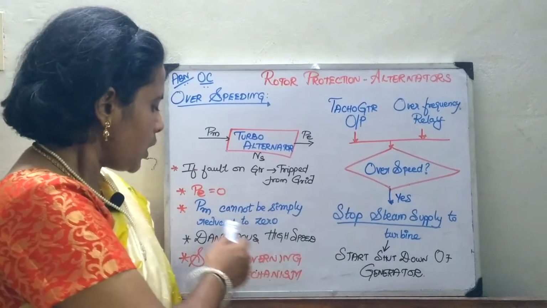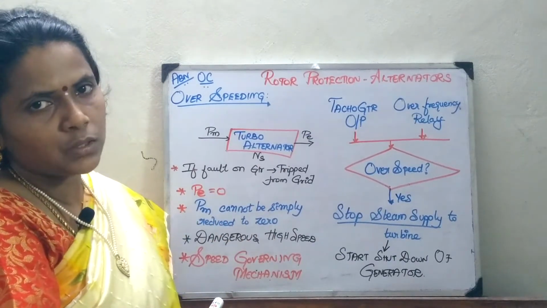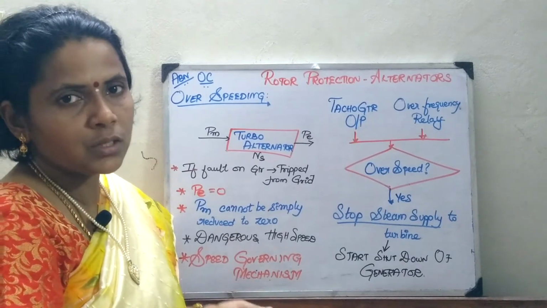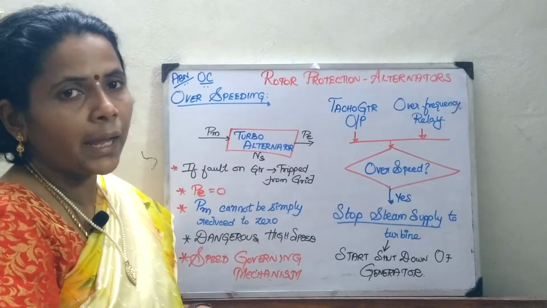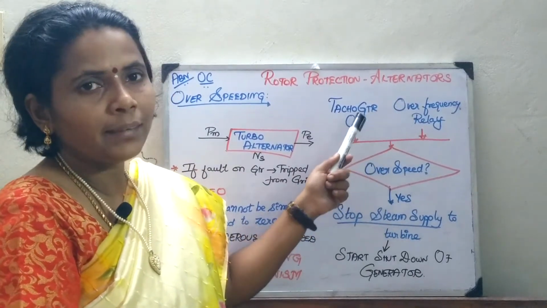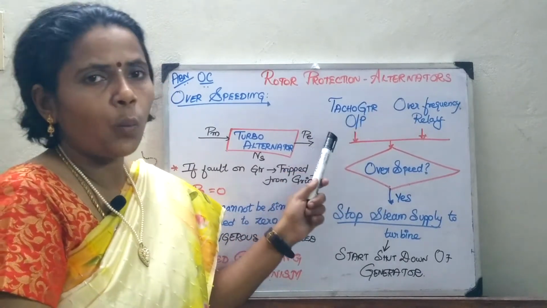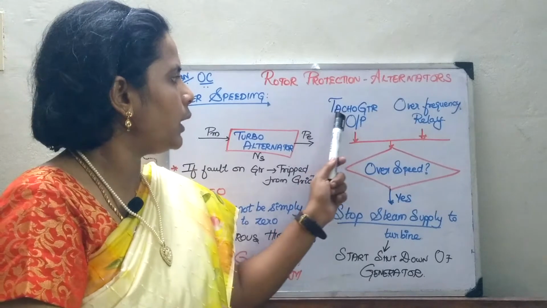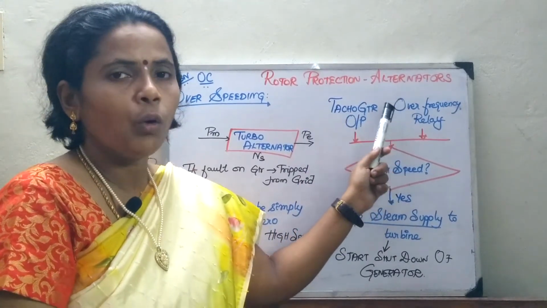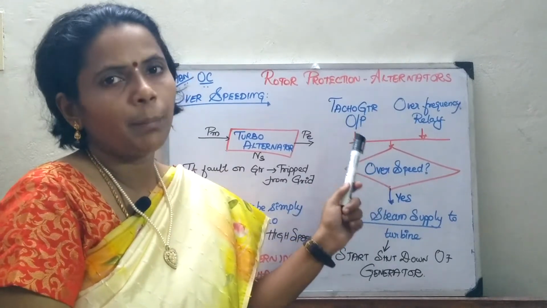In this case, the effective measure is that we have to go in for the speed governing mechanism of the alternator. So how can you detect this overspeeding condition? Either I can incorporate an over frequency relay, or at the alternator output I can connect a tacho generator. So, to avoid overspeeding, only these two things are the protective measures: either you install an over frequency relay or you incorporate a tacho generator mechanism.